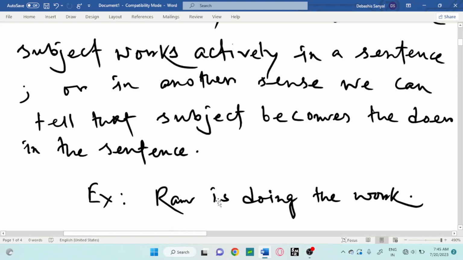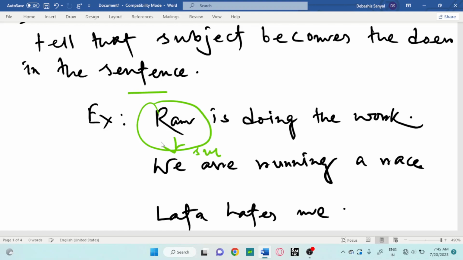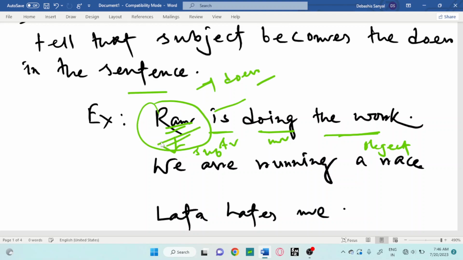For example, Ram is doing the work. Ram here is the subject, is is the auxiliary verb, and doing is the main verb. The work is the object. In this sentence, Ram becomes the doer, and he is active, or he remains the main part of the sentence, just doing the work. So it's an active voice.